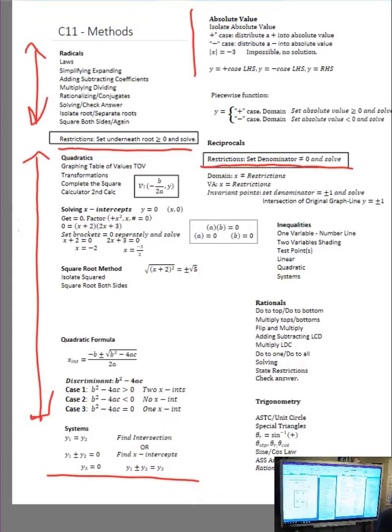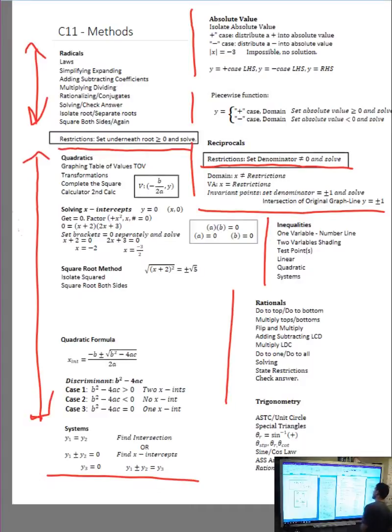We do a lot more of that in calculus, piecewise functions. Reciprocals, again, now they're called rational functions. Vertical asymptotes, domain, invariant points. Off to the right, inequalities. Possibly graphing inequalities, not so much in Pre-Calculus 12.